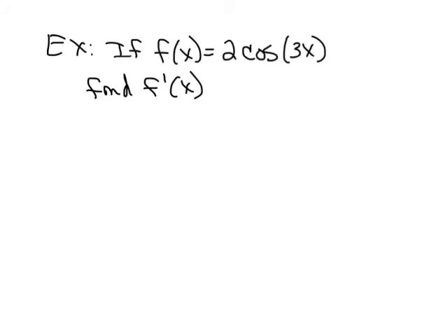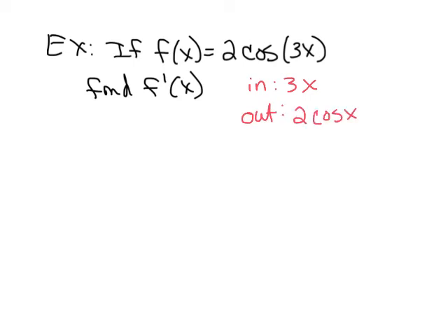The last one we're going to look at is one that has a coefficient in front. So if I think about 2 times the cosine of x, well, my original function is 2 cosine of 3x. So let's first write down the inside and the outside. The inside function would be 3x. The outside function would be 2 cosine of x.